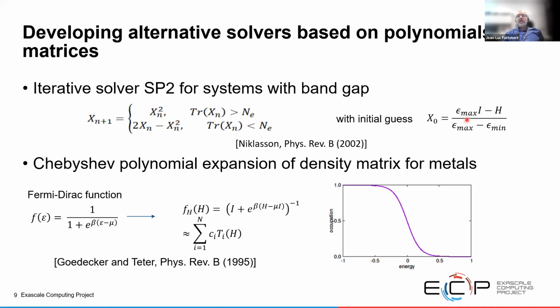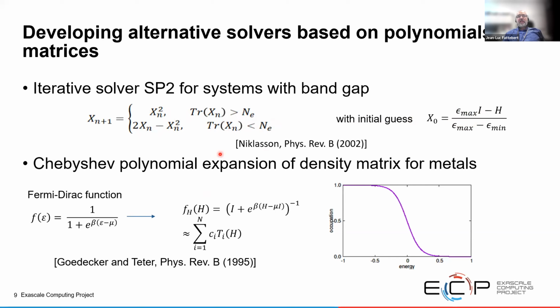So for the first one, you build an initial guess. Knowing your Hamiltonian, you can shift and scale this Hamiltonian to give you an initial guess. And then you can do a very simple iteration, either taking the square or two times the matrix minus its square, depending on the value of the trace, and iterate this for about 15 iterations until you converge to a very good solution.